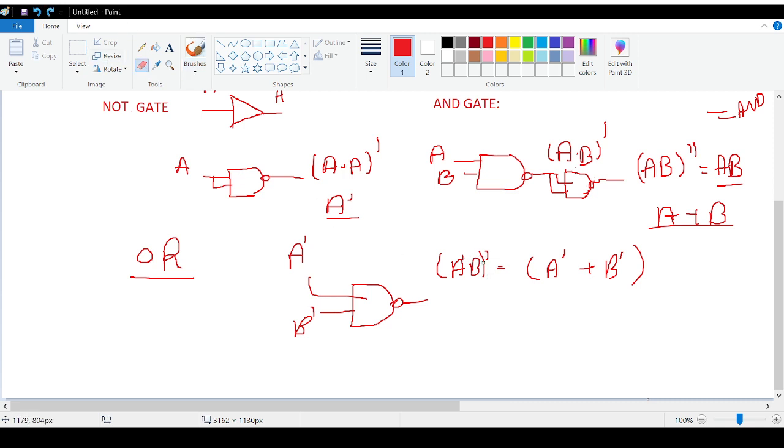Let me rub this off, it's a bit congested. So if I pass A bar and B bar, then I'll get A bar and B bar whole bar, right? If I NAND it, then A bar and B bar and then whole bar. And if I take the brackets away, then this will become A plus B. Is this much clear? Yes, miss. Okay. So if I pass A bar and B bar through a NAND gate, then I will get A plus B, right?